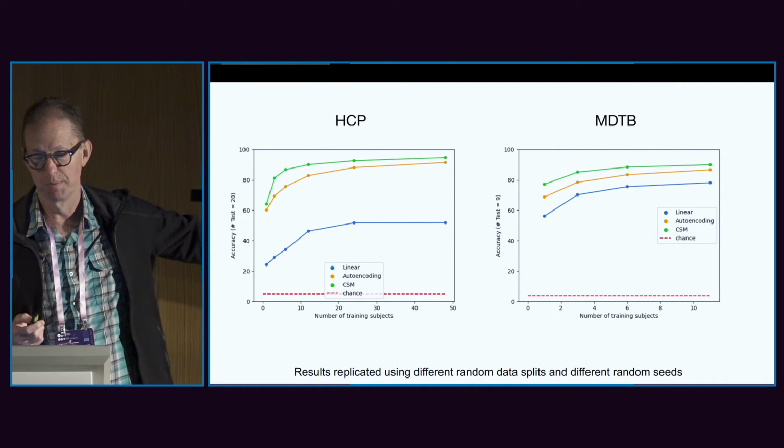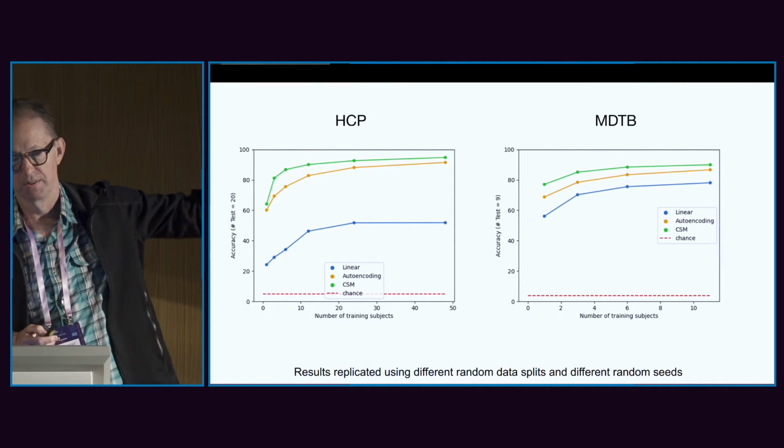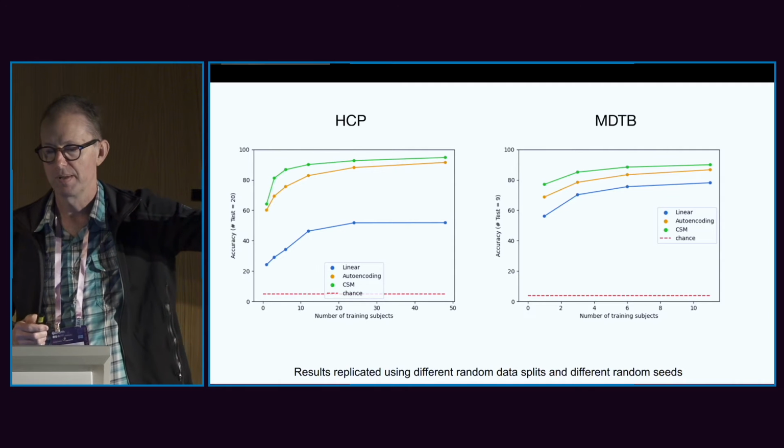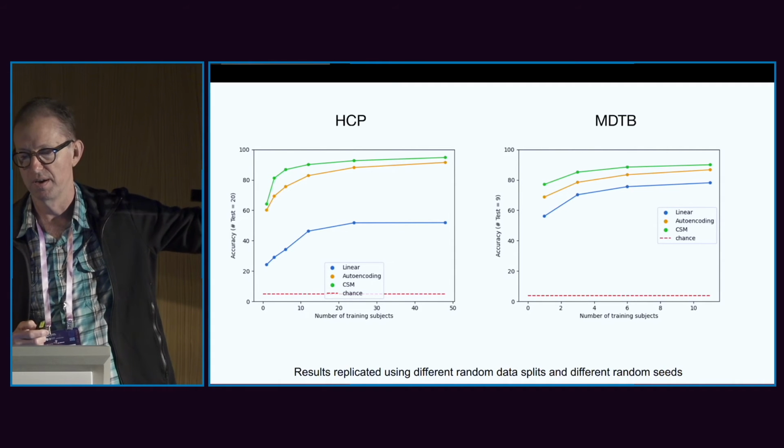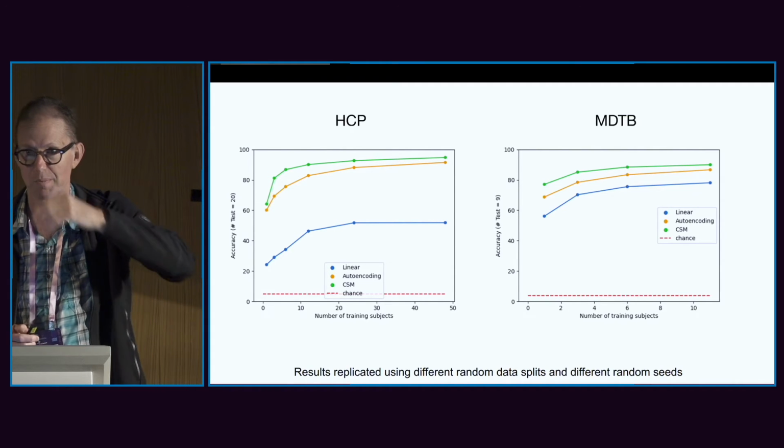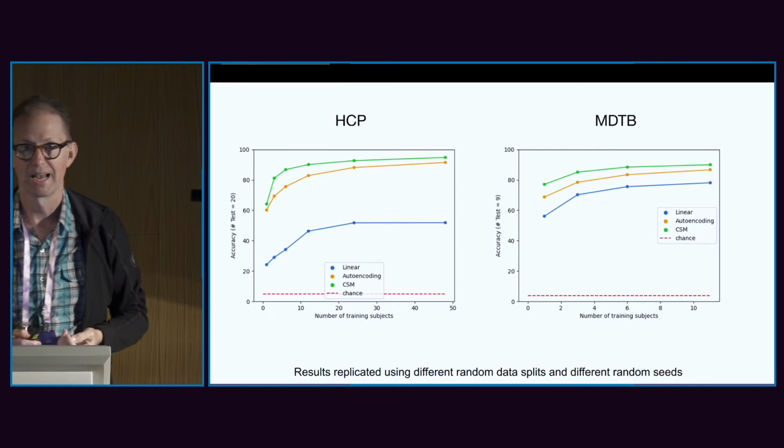Not super well, but well above chance. That's the blue line here. And you can see that that's true both on... we're actually much better on the multi-domain task battery because you have a lot more data per task there.